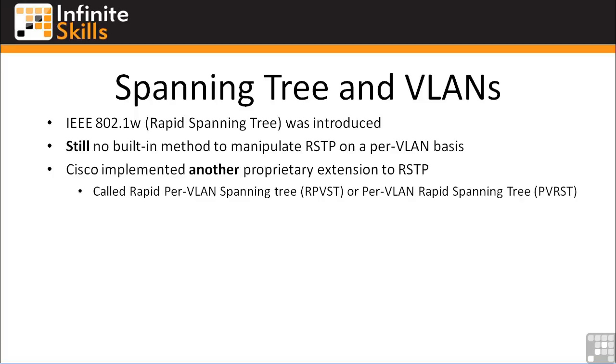It is called Rapid Per VLAN Spanning Tree, or Per VLAN Rapid Spanning Tree. The documentation uses both of those names seemingly interchangeably. Why they can't just pick one and stick with it, I'll never know, but you know how it is. And essentially, it acts exactly like PVST Plus, but it uses Rapid Spanning Tree instead of the regular spanning tree. And again, we've talked about the differences between the rapid and the regular spanning tree.